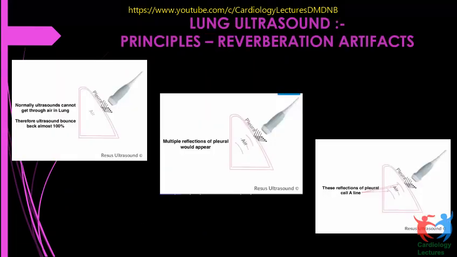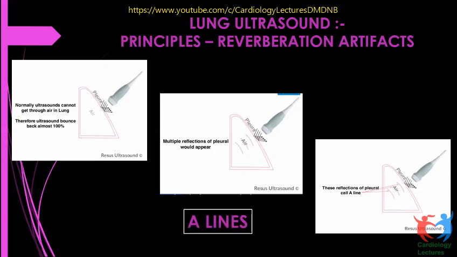Coming to the ultrasound, the principal artifact is reverberation artifact. So when you put the ultrasound probe on the chest, normally the ultrasound cannot go through the air in the lung. So almost 100% of the ultrasound beam will bounce back over the surface, that means over the rib surface or the chest surface. So it will create multiple reflections of the pleura, that means the pleural line, leading to what is called A lines.